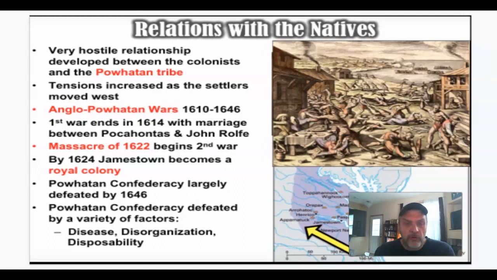And the most notable tribe was the Powhatan tribe. Starting right away in 1610, just shortly after Jamestown was settled, you can see it was only about three years after Jamestown, tensions started to increase as settlers started to move westward, infringing on American Indian land. And this would set off a 35 or 36-year war known as the Anglo-Powhatan Wars, Anglo referring to England. And it was a series of battles and wars that were off again, on again.